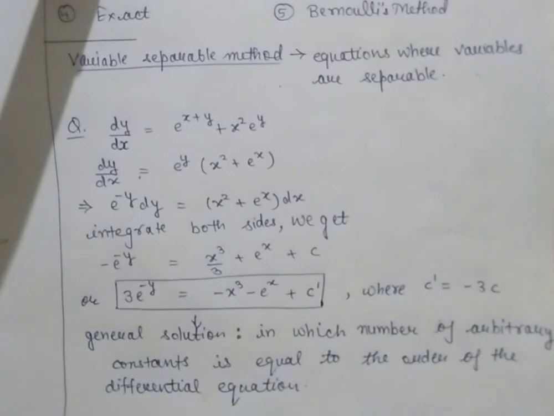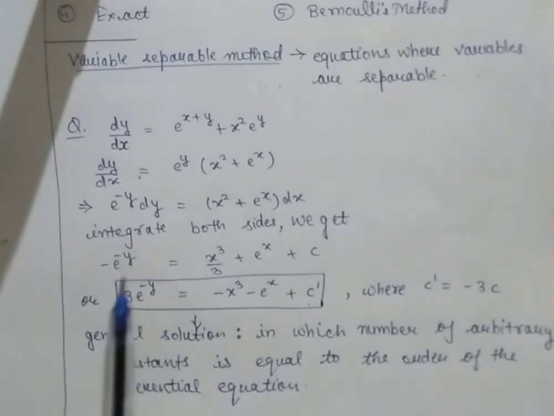And this solution is called the general solution. So what is a general solution? A general solution of a differential equation is a solution in which the number of arbitrary constants is equal to the order of the differential equation. Here in the general solution, we have only one arbitrary constant, which is c dash, or minus 3c, and this is equal to the order of the differential equation, which is also 1.